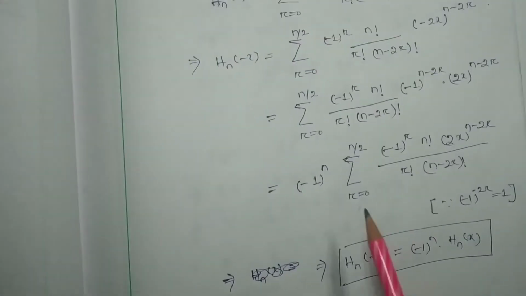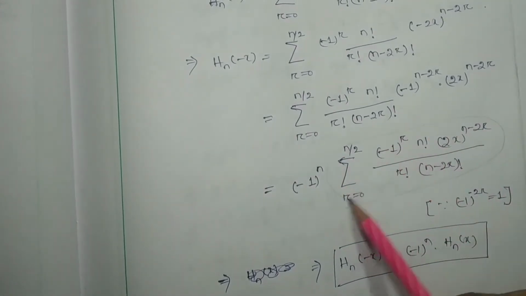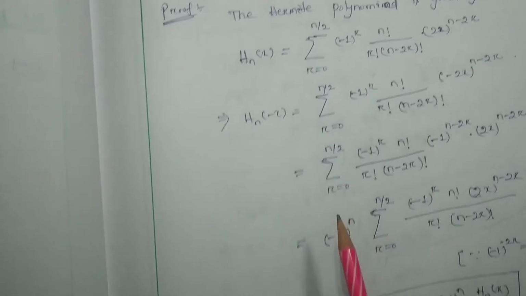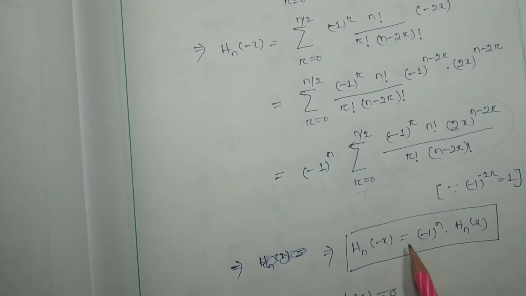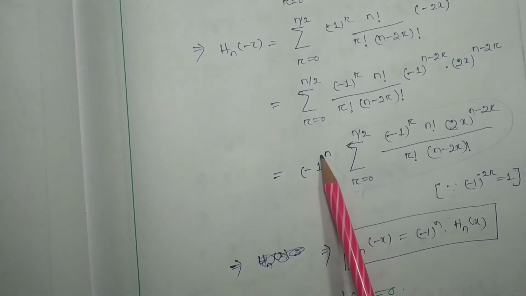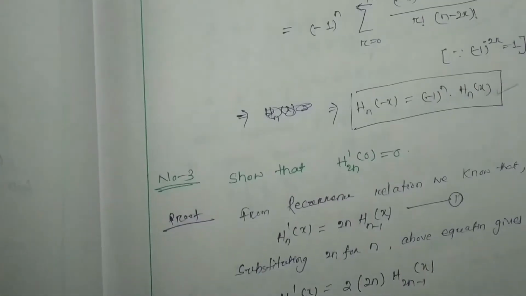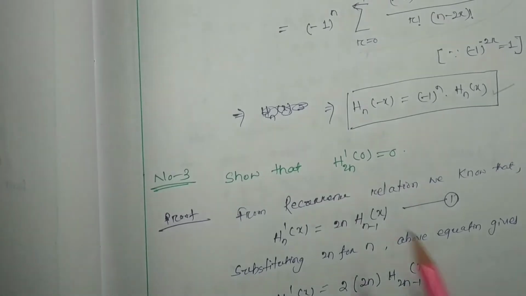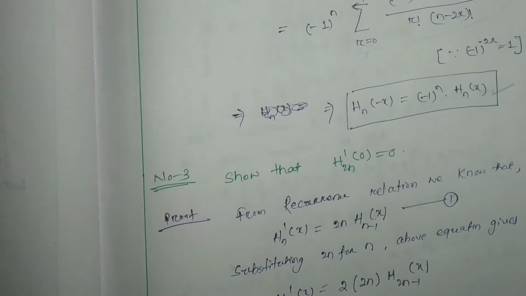So hence this much is nothing but our Hn(x). So hence Hn(minus x) will be equal to minus 1 to the power n Hn(x). Hence proved. Next question is to prove that H2n dash 0 equal to 0.